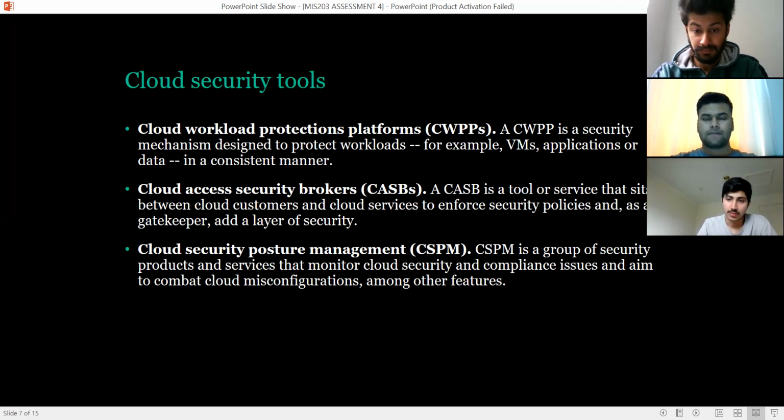Cloud security posture management is a group of security products and services that monitor cloud security and compliance use and aid to combat cloud misconfiguration, among other features.